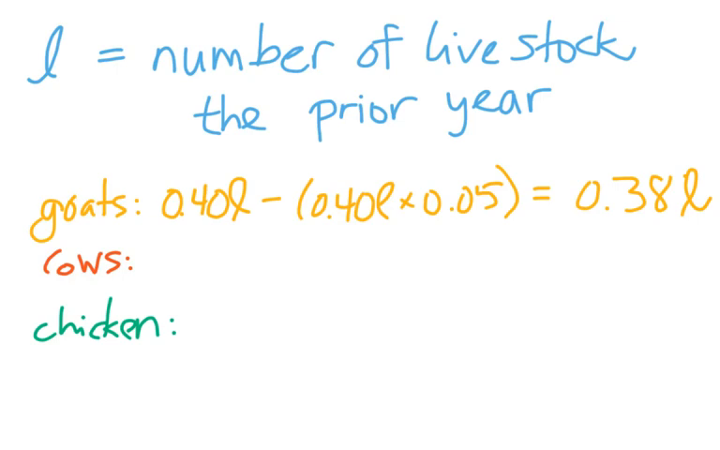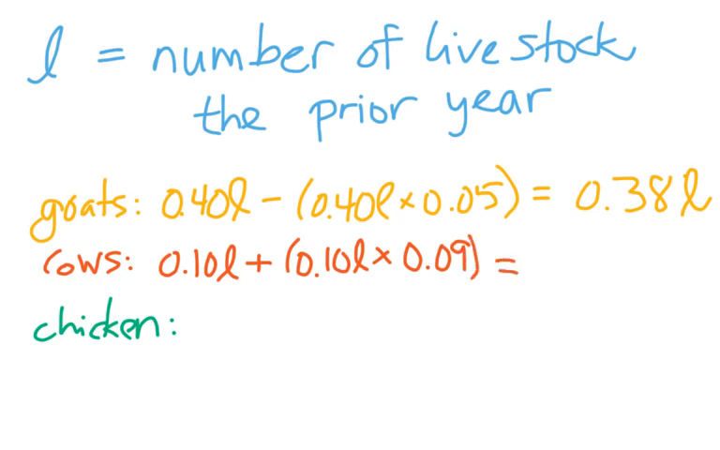I'll use a similar process for the cows. Now the cows were an increase. They began at 10%, so 0.10 L, and then an increase means we'll be adding to them. They went up 9%, so we'll be taking the amount that we used to have, multiply it by 0.09, and then add that to the amount from last year. So when we do that, we get 0.109 L. So that means that the number of cows has increased, right, from the 10% it was last year.